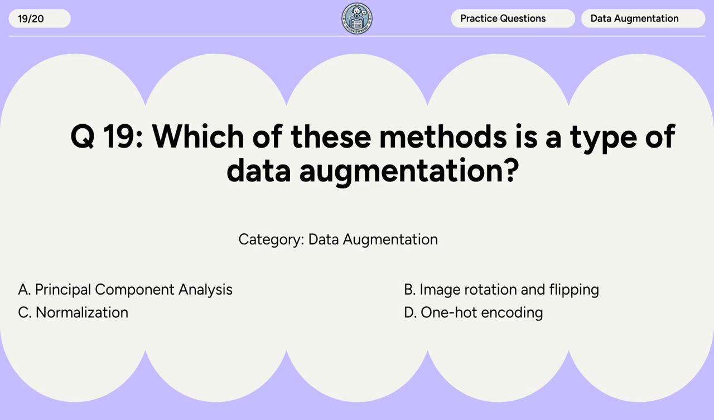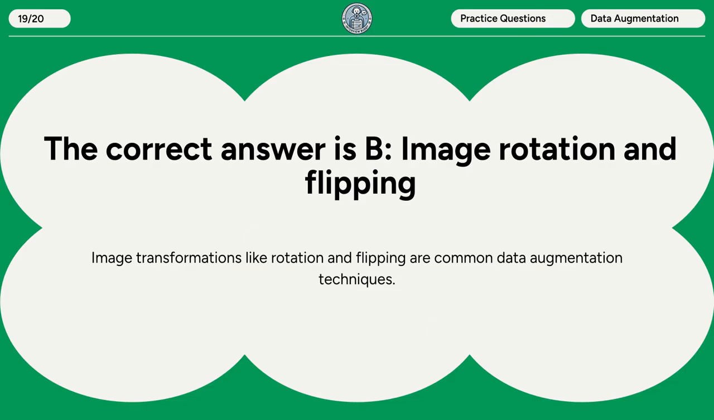Question 19. Which of these methods is a type of data augmentation? A. Principal component analysis. B. Image rotation and flipping. C. Normalization. D. One-hot encoding. The correct answer is B. Image rotation and flipping. Image transformations like rotation and flipping are common data augmentation techniques.